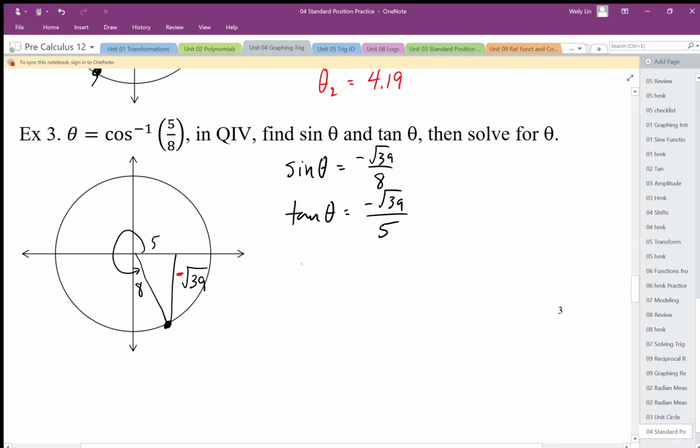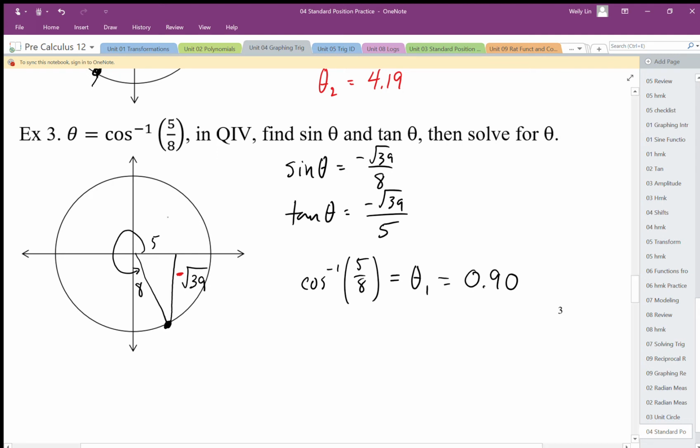Okay, and then solving for theta, I'm going to use the arc-cos to solve for theta. And I have to remember that I have to consider two angles here. Although I know which one, I can eliminate one of them, my calculator doesn't always give me the right answer, because it could give me the other angle. And in this case, when I do arc-cos of 5/8, I get 0.895. So I'm going to round that to 0.90. Well, 0.90 is not in the right quadrant.